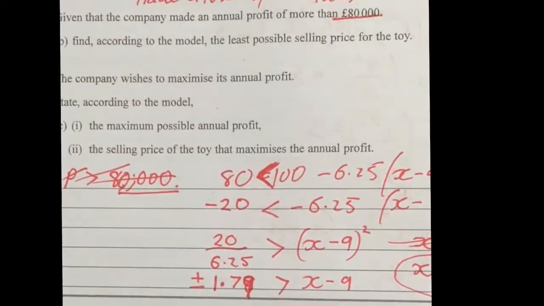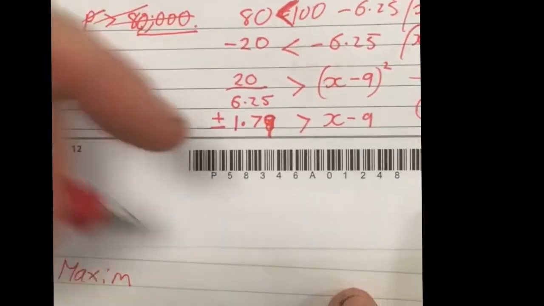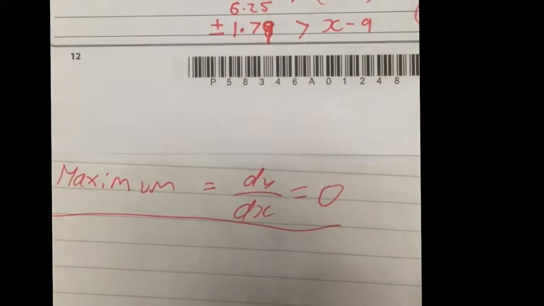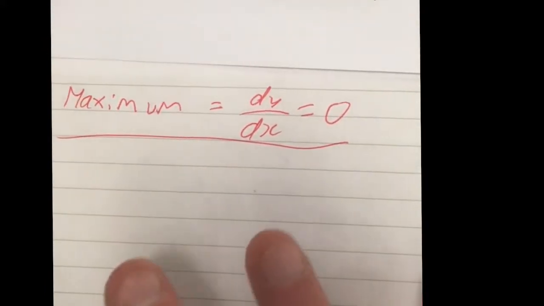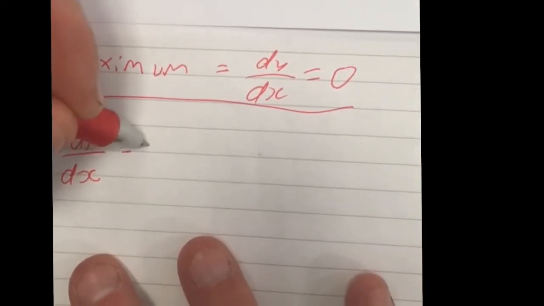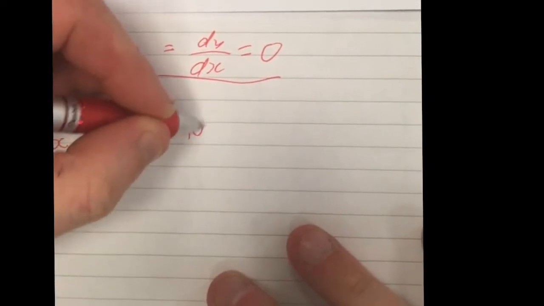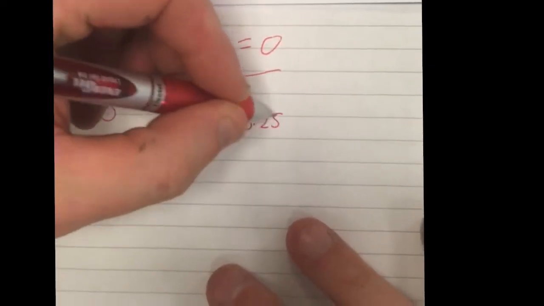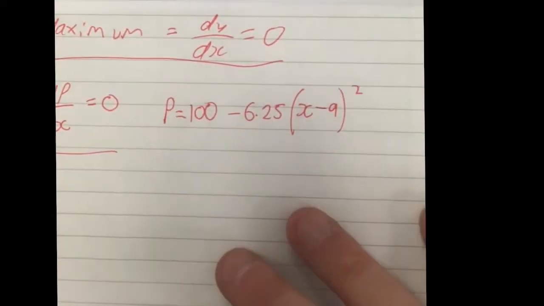So we want to find the maximum point, and if you remember from calculus, maximum is when dy by dx equals 0. So we need to differentiate our p equation. Our maximum is going to be when dp by dx is equal to 0. Remember, p is 100 minus 6.25 (x minus 9) squared.